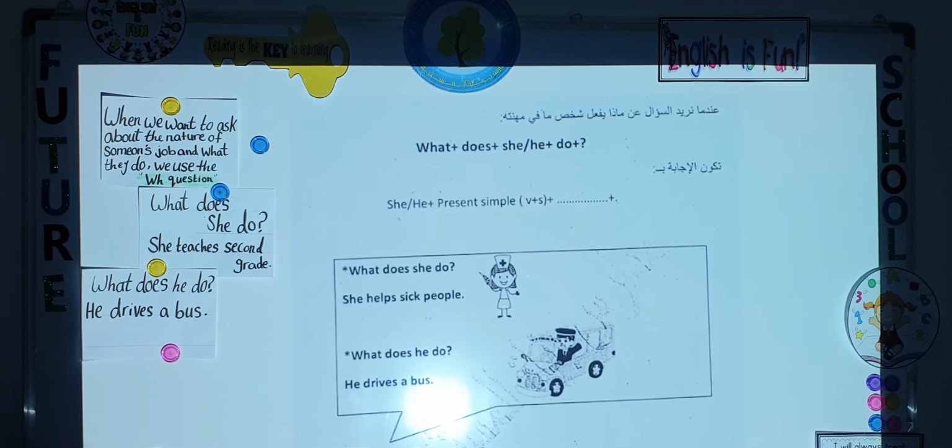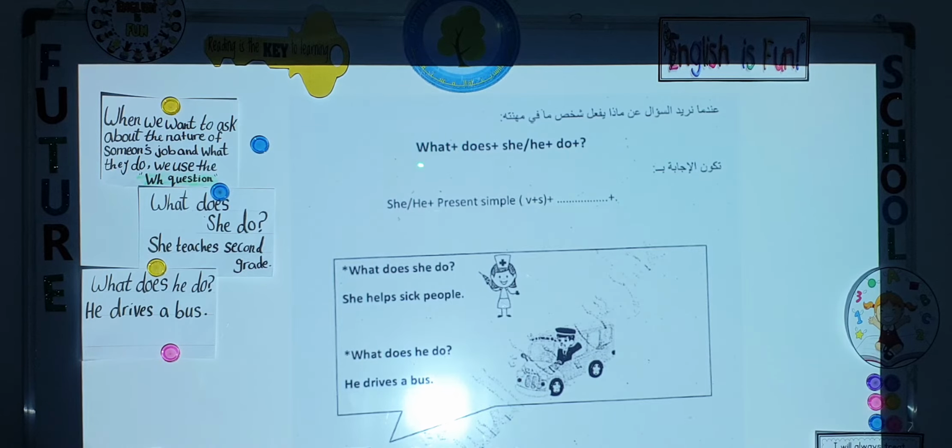When we want to ask about the nature of someone's job, يعني طبيعة عمل هذا الشخص أو ماذا يفعل في مهنته, we use a WH question, not a yes or no question. إذا بتلاحظوا my dear students, لما بدنا نسأل عن the job of someone كنا نستخدم a yes or no question. But here, لكن هنا لما نسأل عن طبيعة عمله أو مهنته, the nature of his career or the nature of his job, أو شو بيعمل بهذا العمل, we use a WH question and it starts with what.